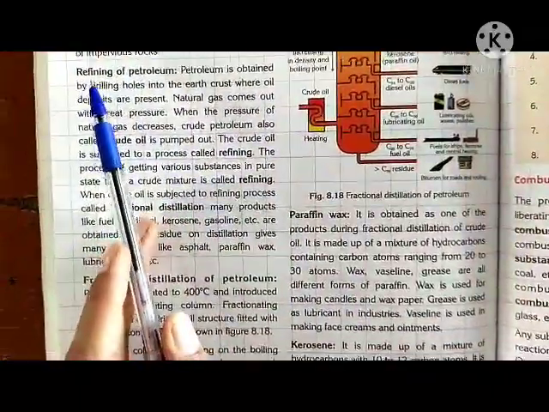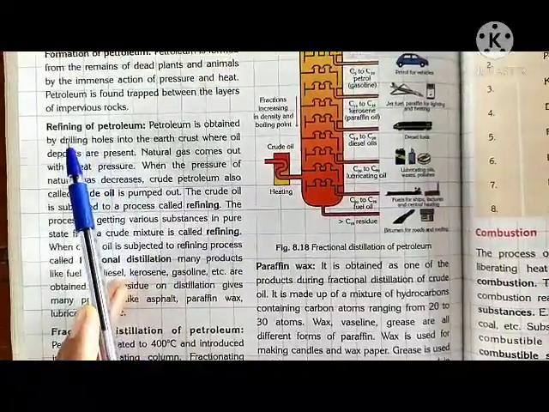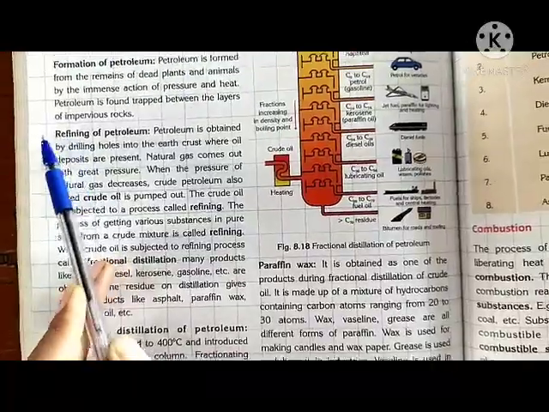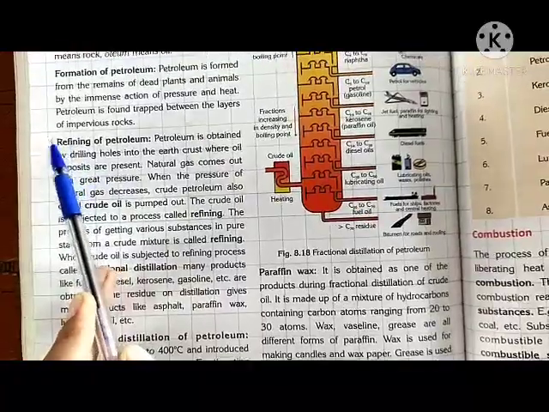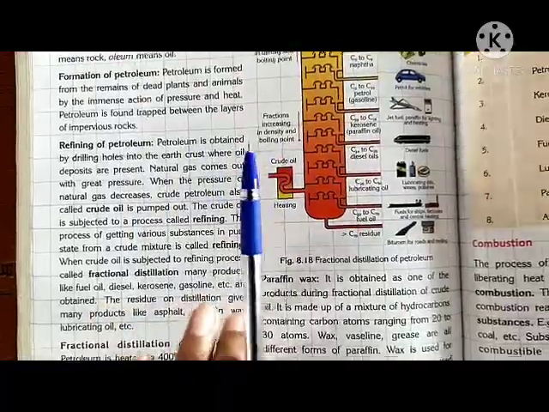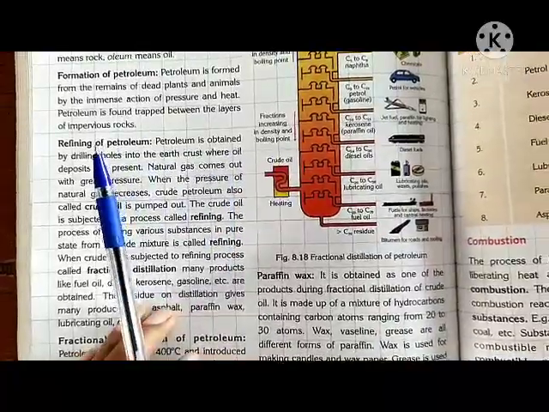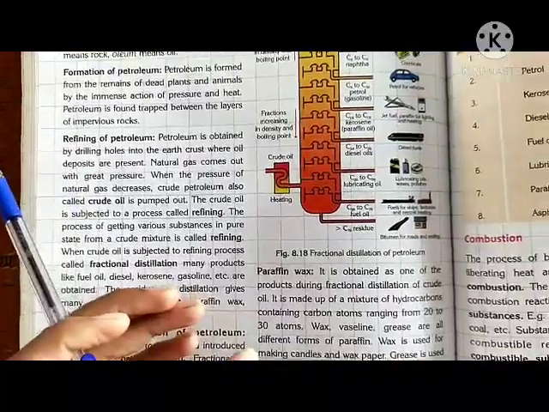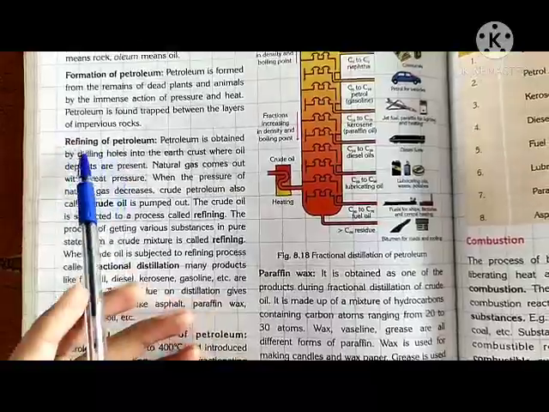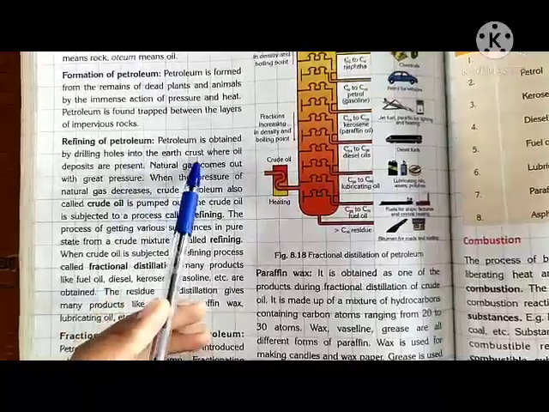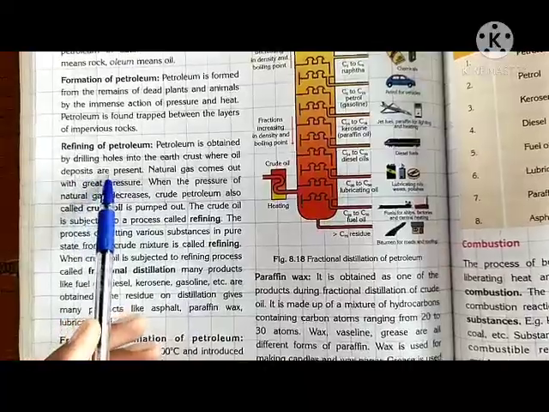Now refining of petroleum. See students, what does the term refining mean? Refining is when you are separating any substance from any substance. When any mixture is given and you are separating one substance from the other, that is known as refining. Petroleum is obtained by drilling holes into the earth's crust where oil deposits are present.